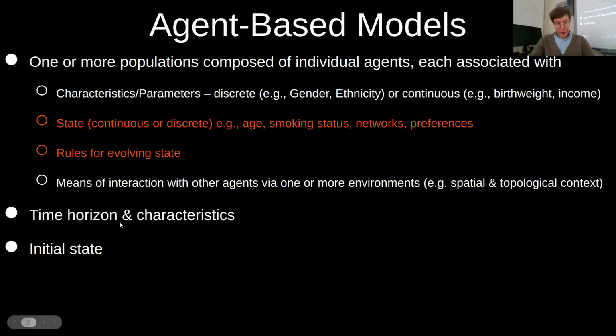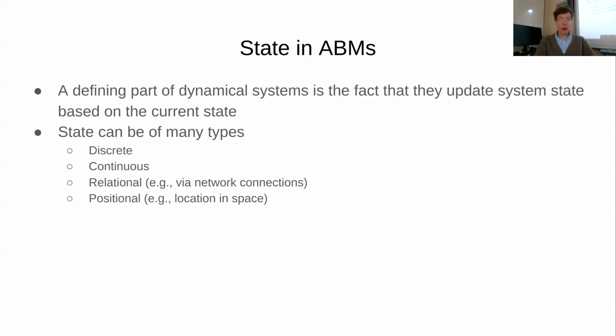I will note that other characteristics of agent-based models, such as their means of interaction within spatial and topological contexts, their connection to others, aspects of the time horizon, and initial state will be the focus of future sessions. Okay, so let's talk about state in agent-based models.